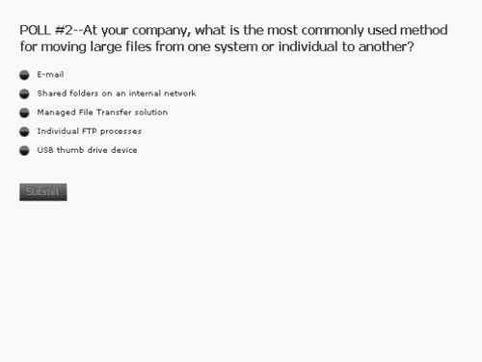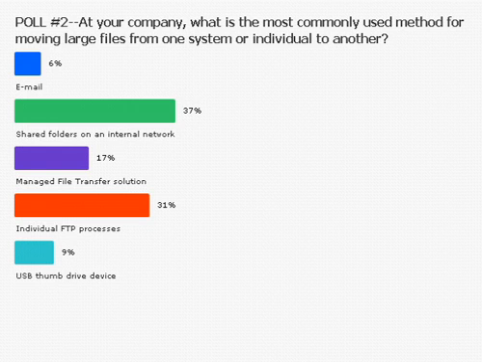Would you like to see the results? Yes, please. Okay, so it looks like a little over a third say shared folders on an internal network, and then about 31% individual FTP processes. Any thoughts along those lines? I would say that's pretty consistent with what we've seen, so there's no big surprises there.